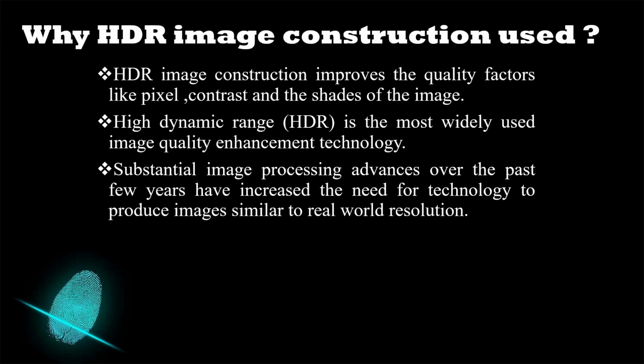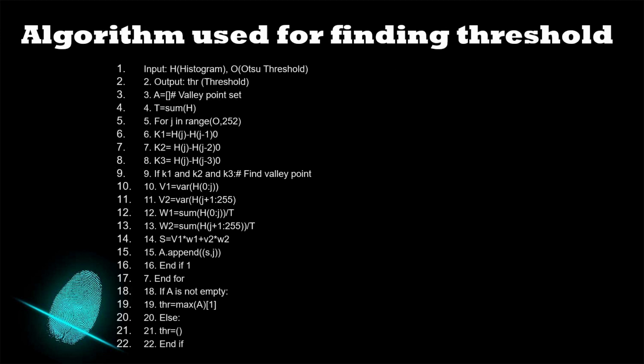So, why is HDR image construction used? Here are some points. HDR image construction improves quality factors like pixels, contrast, and the shade of the image. Second, high dynamic range is the most widely used image quality enhancement technology. Substantial image processing advances over the past few years have increased the need for technology to produce images similar to real-world resolution. So these are the algorithms used for finding the threshold. Here are the 22 types of algorithms. So we move to the next slide.